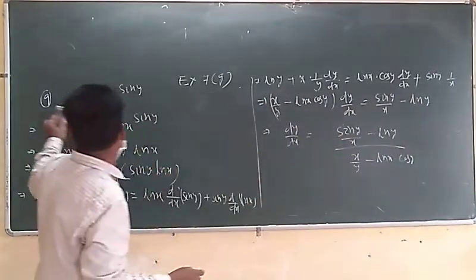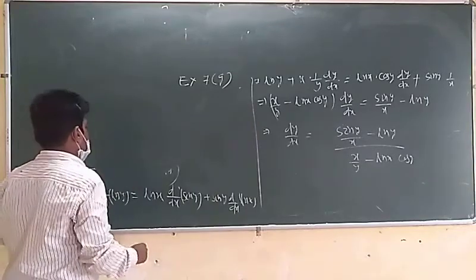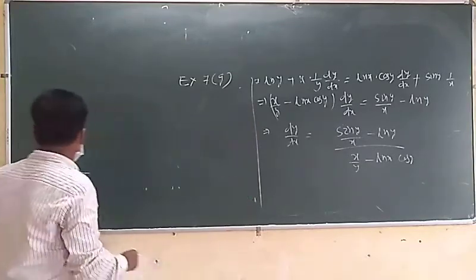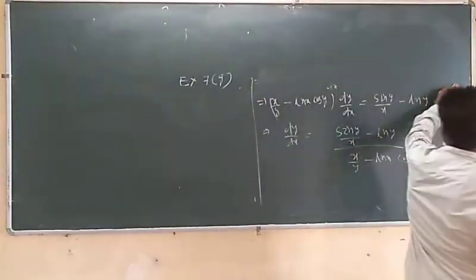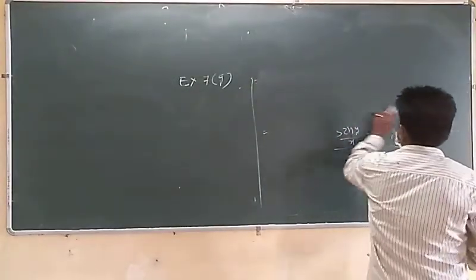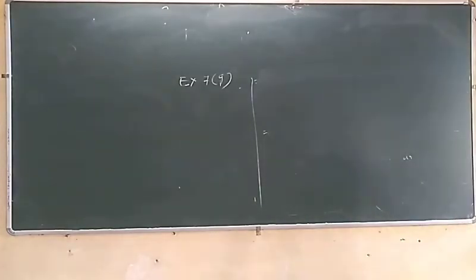Now number 10. Look, number 10 has two questions to prove. Given sin(x + y) = y cos(x + y), we have to prove dy/dx = -(1 + y²)/y².